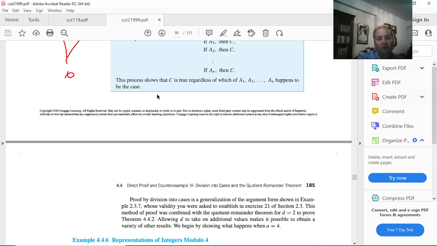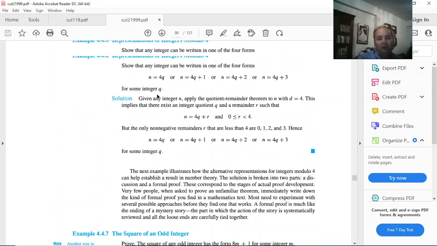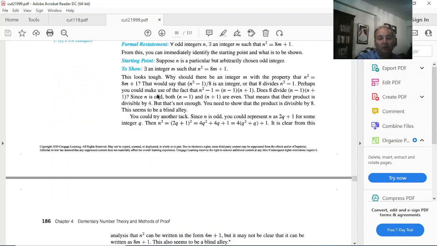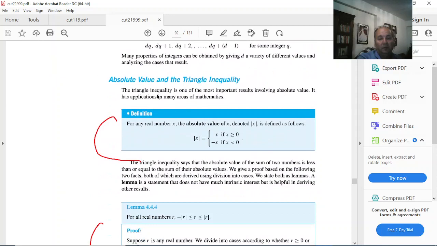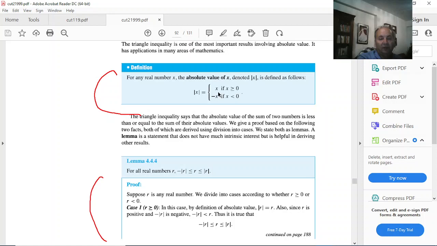Modular arithmetic is very, very important. Two bases, well, constructive bases. And absolute value, you have to learn it by this equation. When it's positive, just x, when it's negative, minus x. So absolute value is always positive, because negative multiplied by negative is positive again.